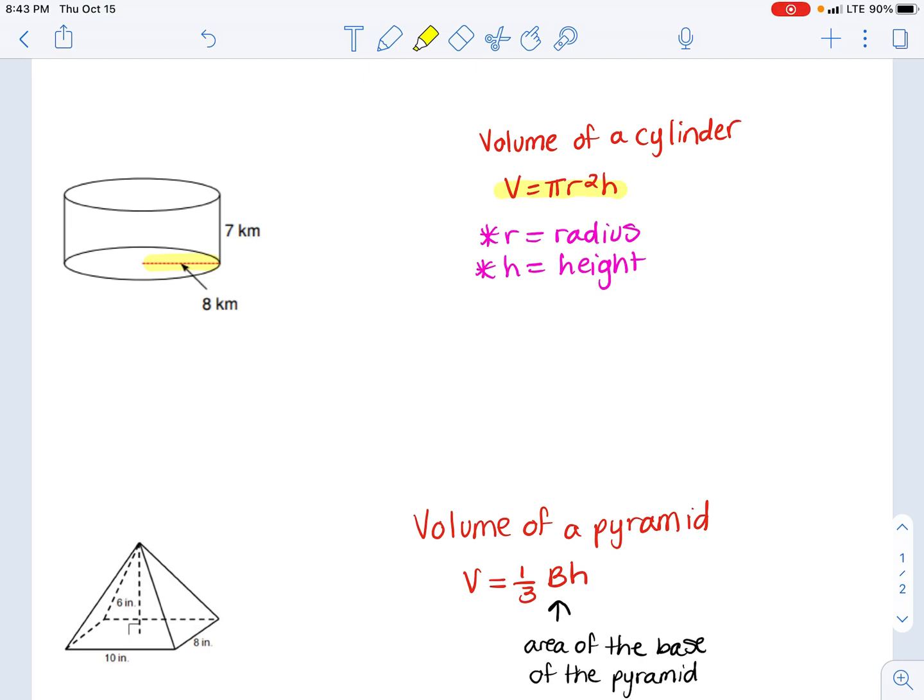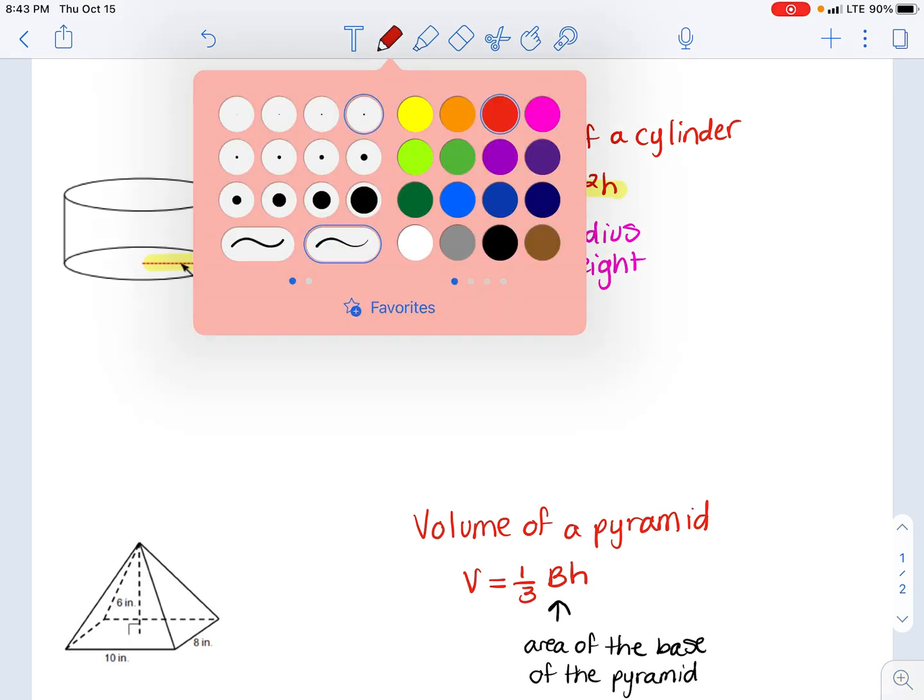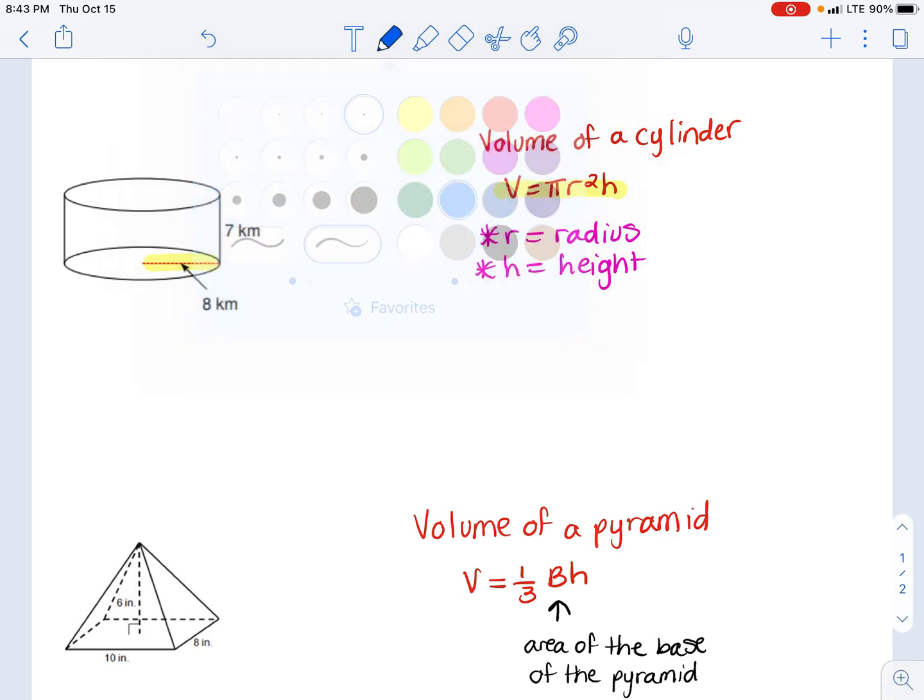Here in my diagram where I look at the cylinder and I'm given dimensions, what this arrow is pointing to is the radius of my circle, that I can outline here for more emphasis. So here is my circle at the bottom of my cylinder. I know that the radius there is 8 kilometers, and the height I'm given for the cylinder is 7 kilometers. So now I'm just going to plug these values into the formula.